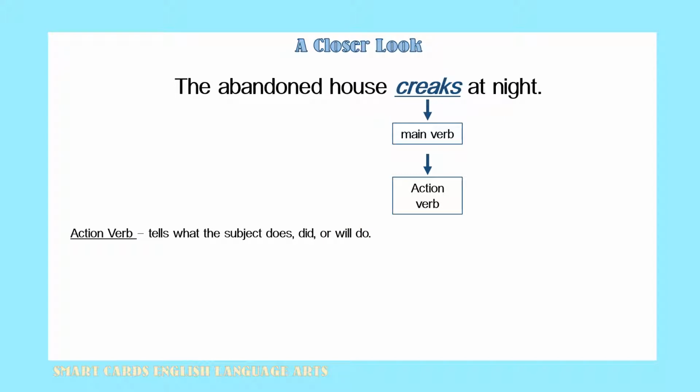Let's take a closer look. The abandoned house creaks at night. Creaks is not only the main verb in the sentence, but also what's known as an action verb. An action verb tells what a subject does, did, or will do. Creaks tells what the abandoned house does at night.